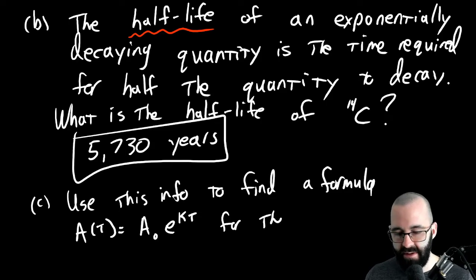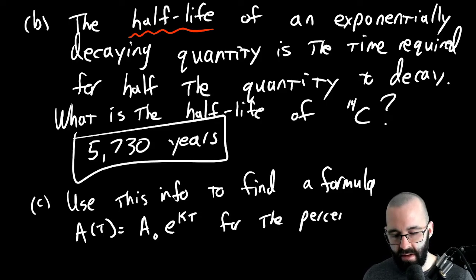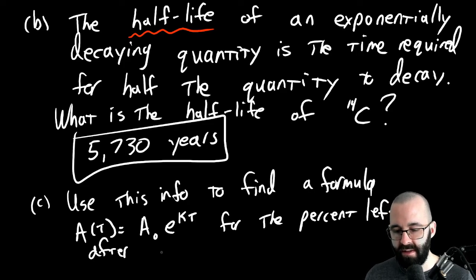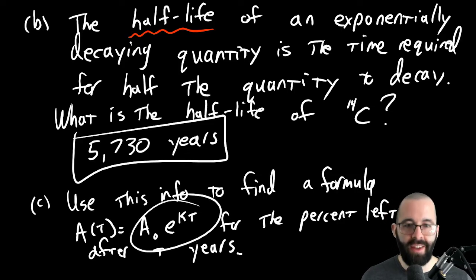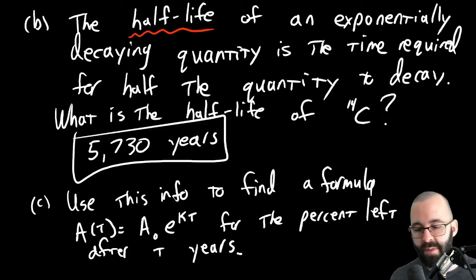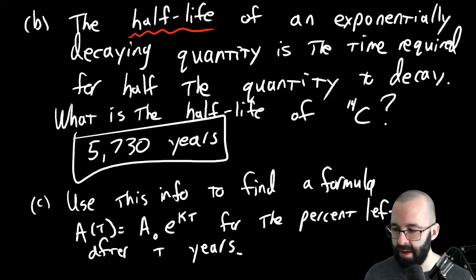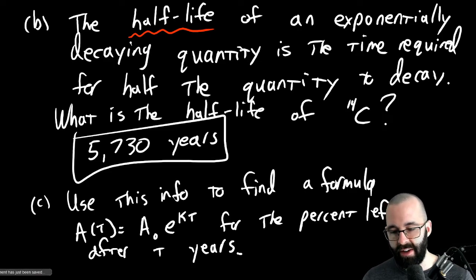For the percent left after T years, we want to model this. Let's model this percent with an equation. We'll model it with an exponential equation, and we're going to do this by plugging in some points. Okay? So that A naught, that coefficient, is usually going to be the starting value.